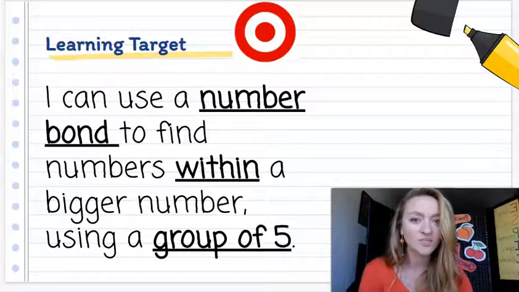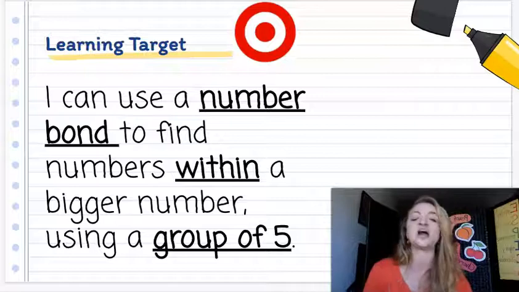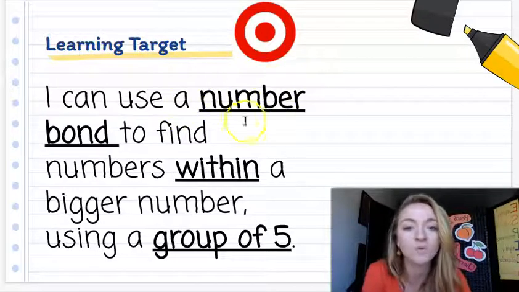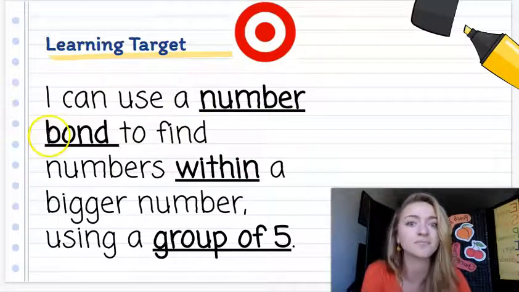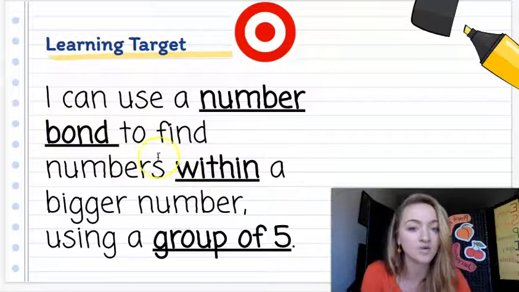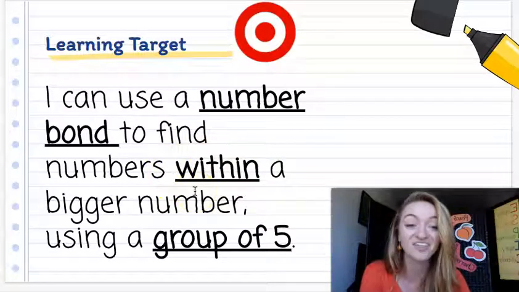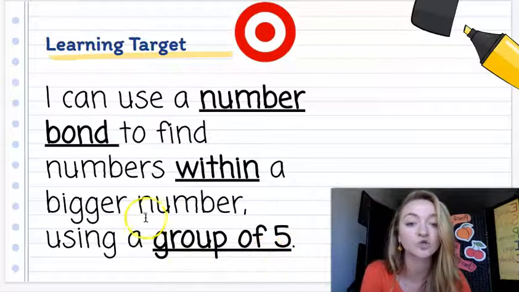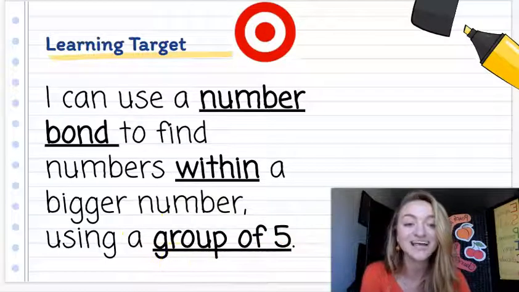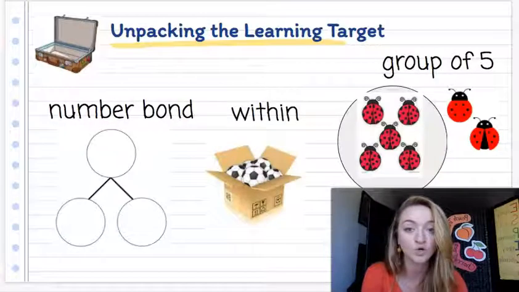But first, we have some tricky words here. I see number bond is bold and underlined because it's important. Within, we've got to talk about what that means when we say within during math class. And I have group of 5. We need to understand what a group of 5 is. So let's unpack those words.